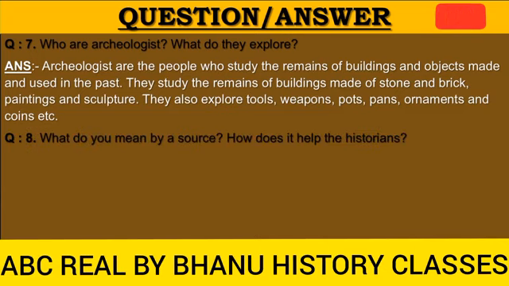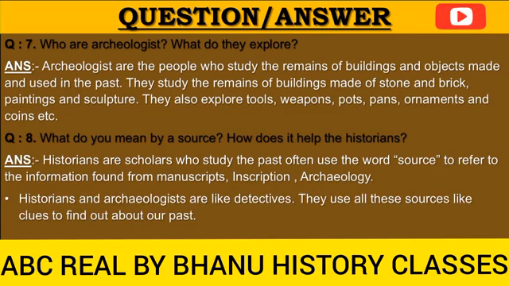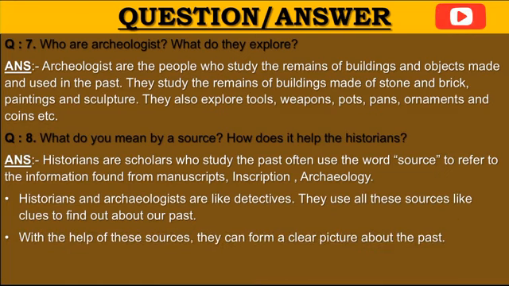Question number 8: What do you mean by a source? How does it help the historians? Answer of this question is: historians are scholars who study the past. They often use the word source to refer to the information found from manuscripts, inscriptions, archaeology. Historians and archaeologists are like detectives. They use all these sources like clues to find out about our past. With the help of these sources, they can form a clear picture about the past.